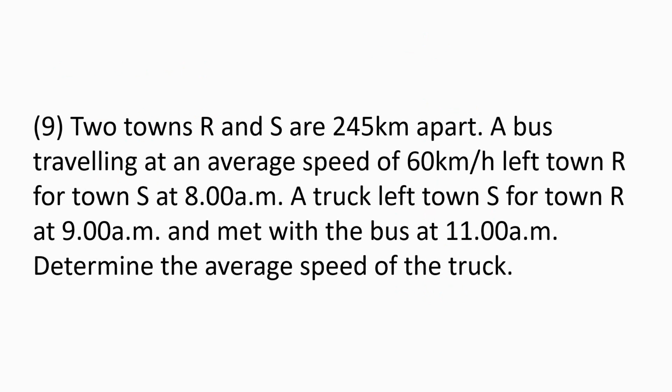Question 9. Two towns R and S are 245 kilometers apart. A bus traveling at an average speed of 60 kilometers per hour left town R for town S at 8 a.m. A truck left town S for town R at 9 a.m. and met with the bus at 11 a.m. Determine the average speed of the truck. We need to find the average speed of the truck.